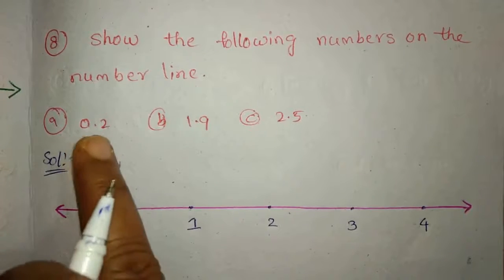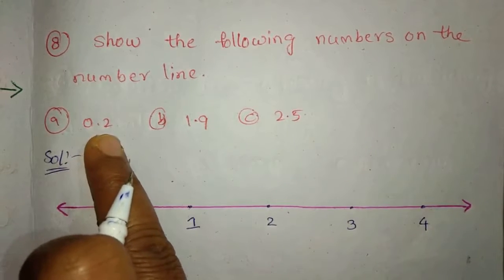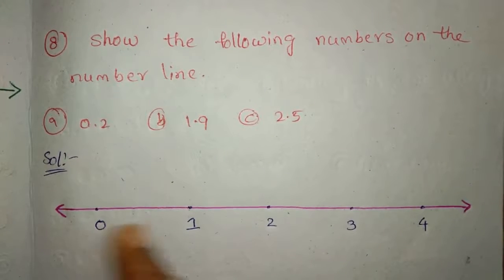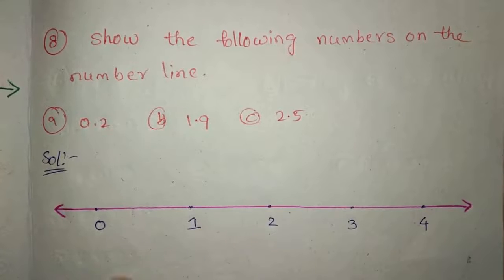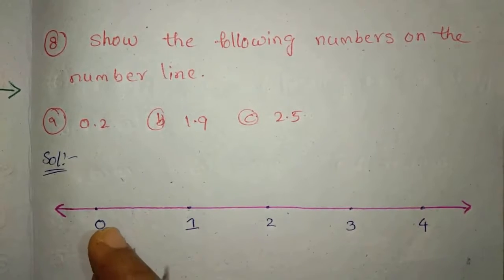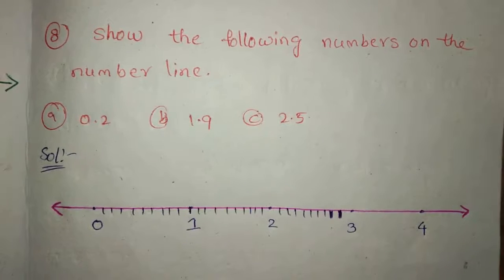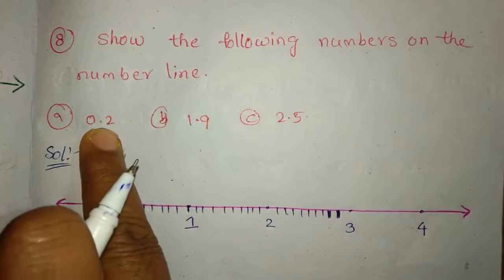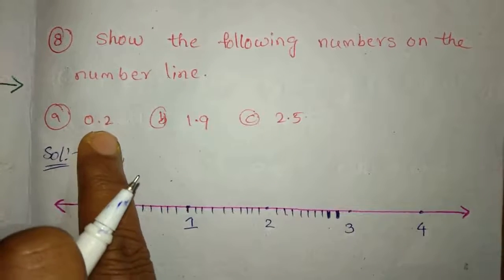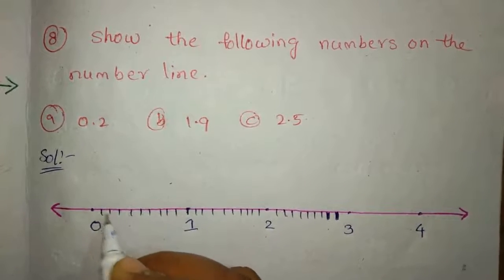Now the first one is 0.2. 0.2 is between 0 and 1. So we take 10 equal parts from 0 to 1. Now we want 0.2. 0.2 means, out of 10 equal parts, the second part. 1, 2.